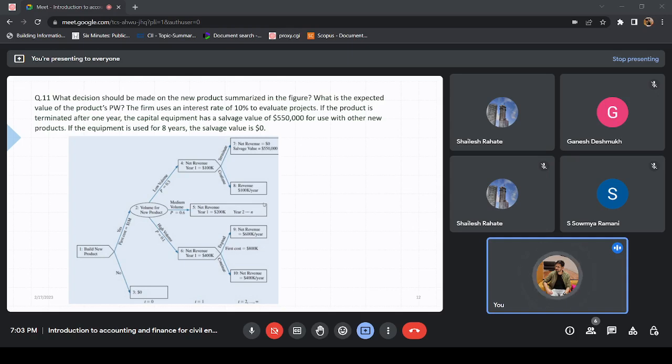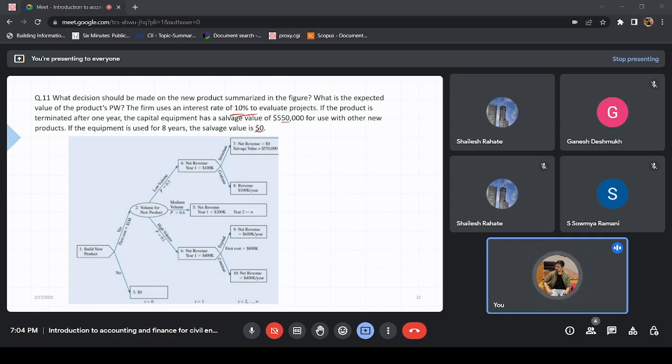Okay. So what decision should be made on the new product summarized in the following figure? What is the expected value of the product's present worth? You have to calculate it. The firm uses an interest rate of 10% to evaluate the project. You have been given i equal to 10%. If the product is terminated after 1 year, the capital equipment has a salvage value of 550,000 for use with other new products. If the equipment is used for 8 years, the salvage value is 0.